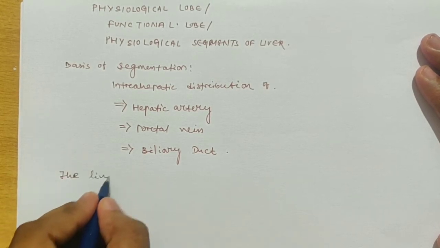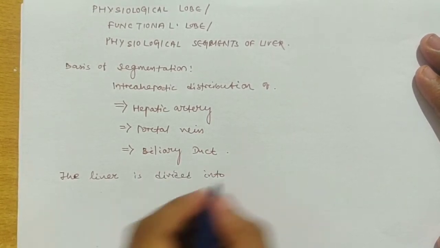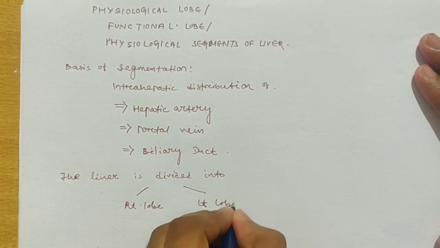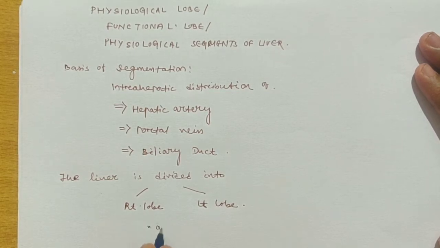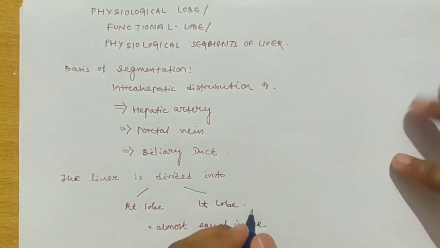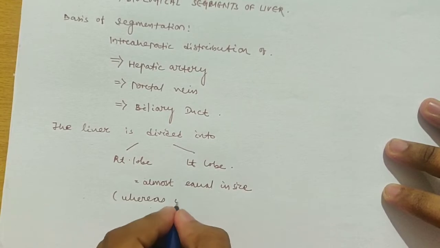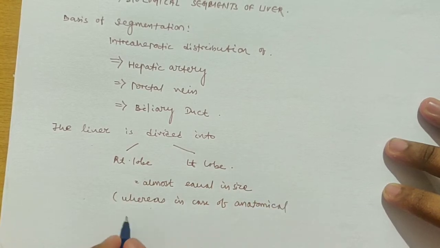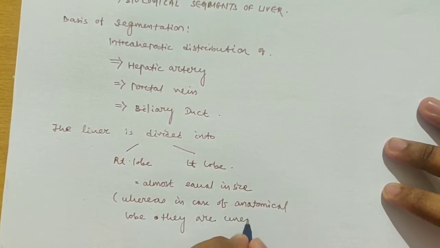Now the liver is divided into right lobe and left lobe, right and left functional lobe, which are almost equal in size, whereas in case of anatomical lobes, they are unequal.